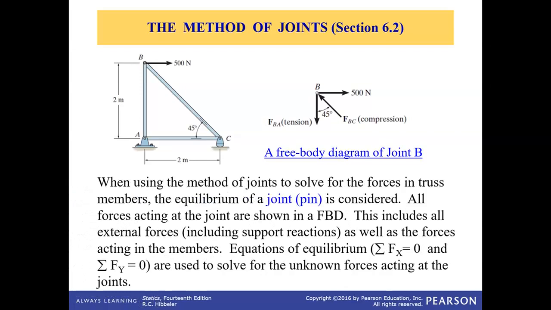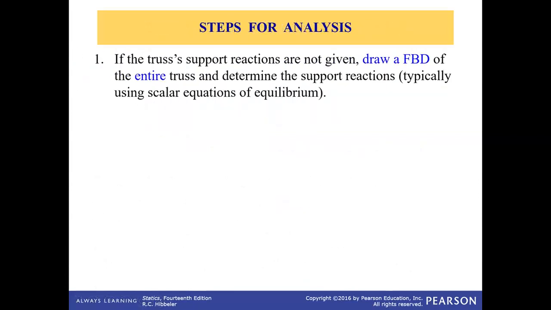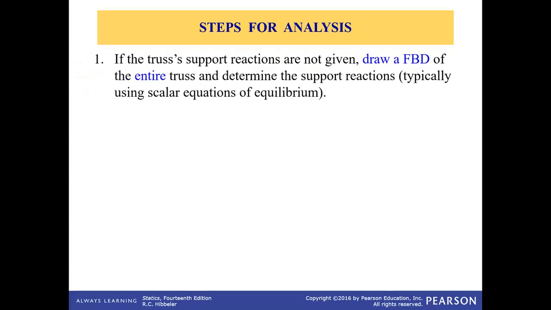Okay, and that is being explained here. So we have two equations of equilibrium, sum of the forces in x and y equal to 0, and we use them to solve for two unknowns. Because we have two equations of equilibrium, with the method of joints, we can solve only up to two unknowns at a given joint.